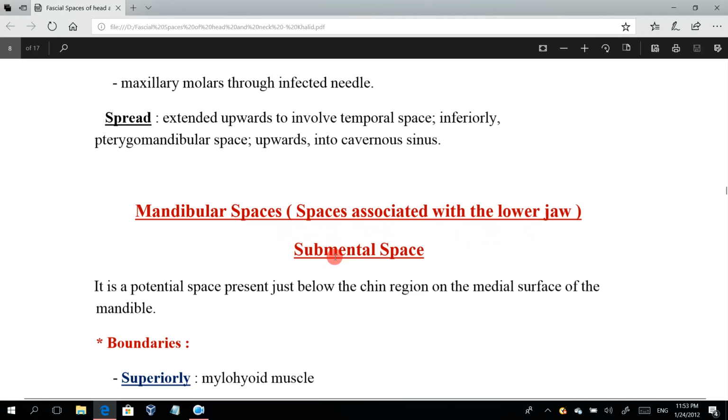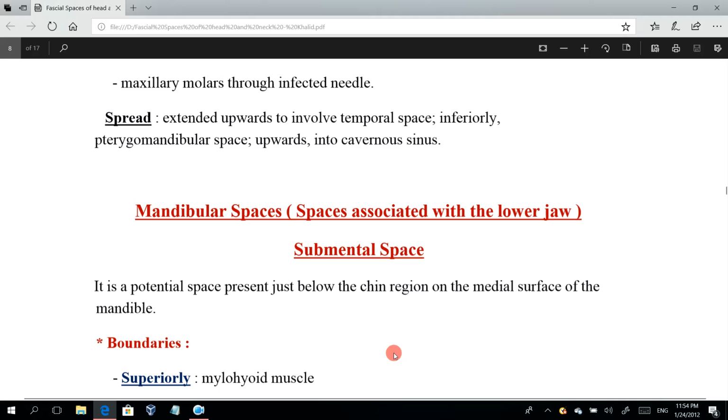First of all, we have the submental space. The submental space is a potential space present just below the chin region on the medial surface of the mandible. All of you know this submental triangle when we talk about the triangles of the neck, and you know the boundaries. So it is the potential space present just below the chin region on the medial surface of the mandible.